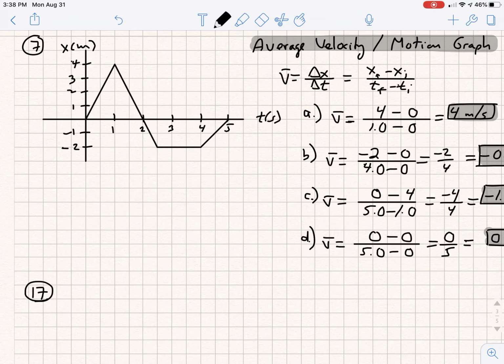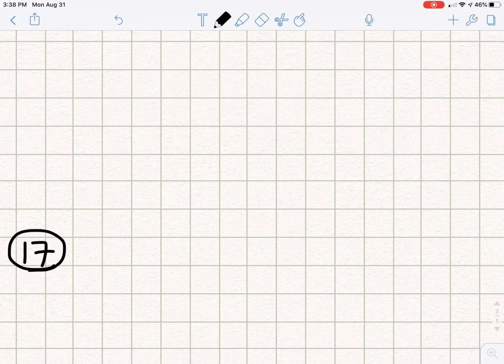In question 17, we are asked to find the instantaneous velocities of the same tennis player in question 7, but specifically at the moments in time of 0.5 seconds, 2 seconds, 3 seconds, and then at 4.5 seconds. The concept in this is instantaneous velocity.